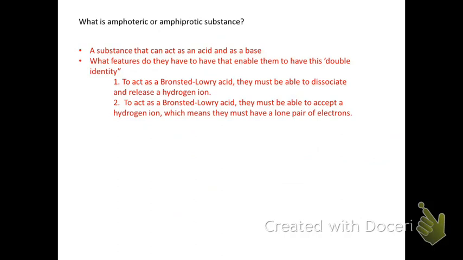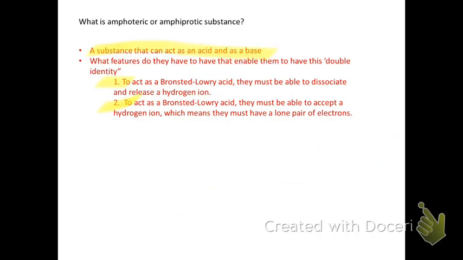We're going to move into this word called amphoteric, and what that means. An amphoteric substance is one that can act as either an acid or a base. And in order to do that, they're going to have the following two features. To act as a Bronsted-Lowry acid, they must be able to dissociate and release H plus ions. And to act as a Bronsted-Lowry base, they must be able to accept a hydrogen ion, which means they must have a lone pair of electrons. Just very much like we've talked about before.